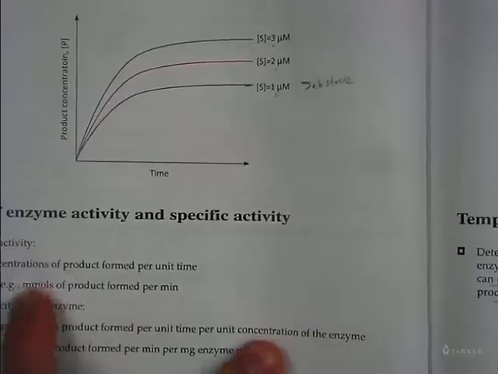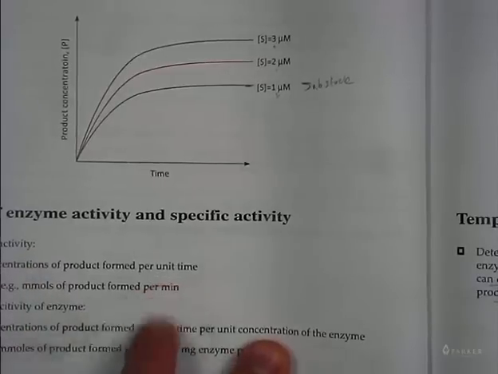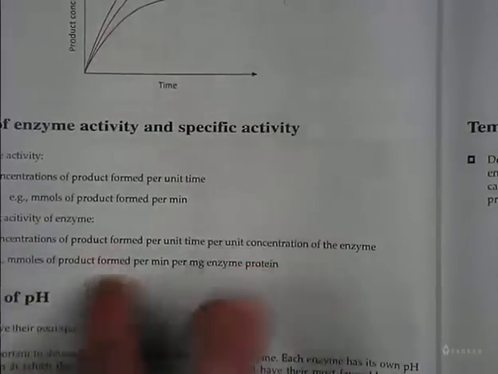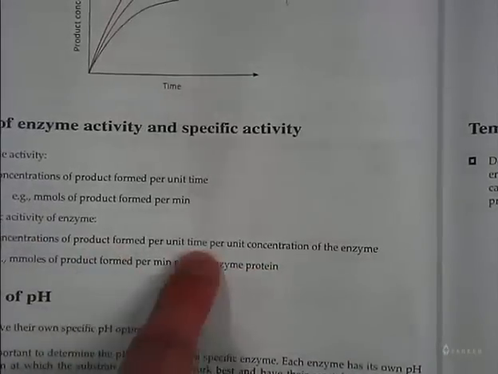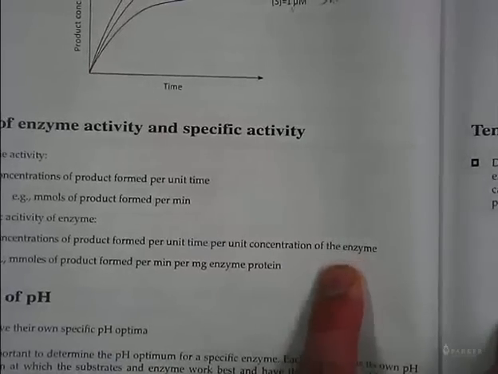So enzyme activity, I think I put this on y'all's mock. Enzyme activity is concentration of product formed per unit of time, whereas the specific activity of an enzyme is concentration of product per unit of time per concentration of the enzyme. So it's just a more specific definition.